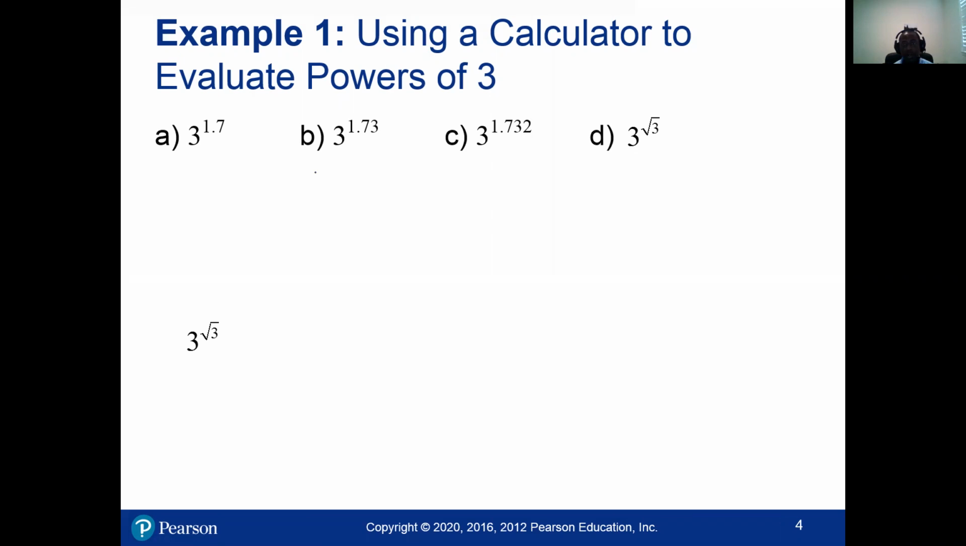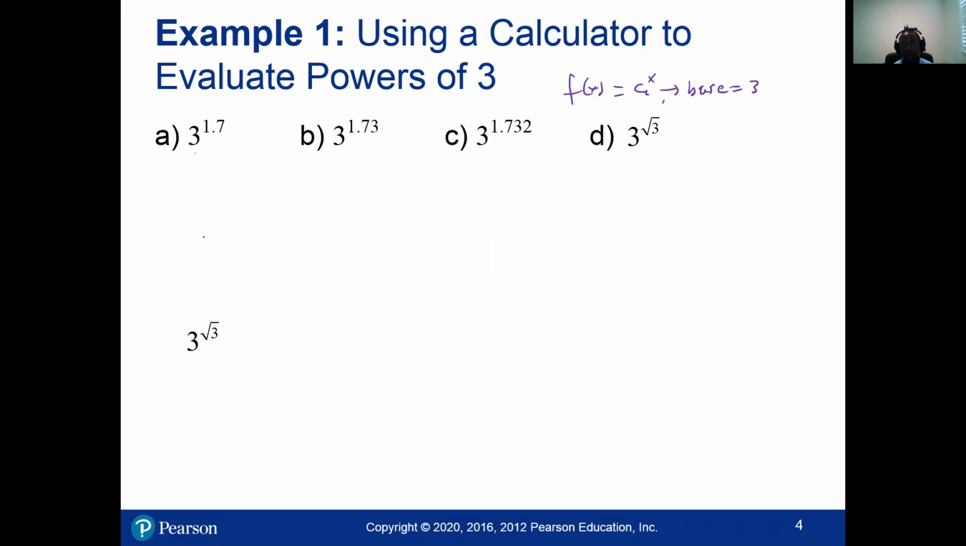Now, an exponential function is of the form f of x equals a raised to x. In this case, my a, which is the base, is equal to 3, and then the x varies.